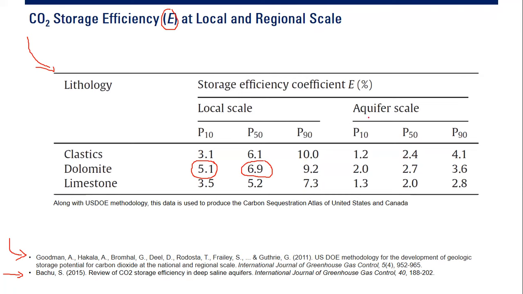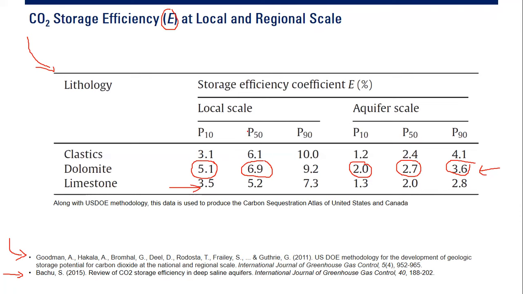All right, and again, for the aquifer scale, dolomite is the best, and also for the P50, dolomite is also the best. But for P90, dolomite ranked as the second, below clastic. Clastic 4.1% and dolomite 3.6. And limestone for P10, it's the second rank. It's still better than the clastic, but lower than the dolomite.